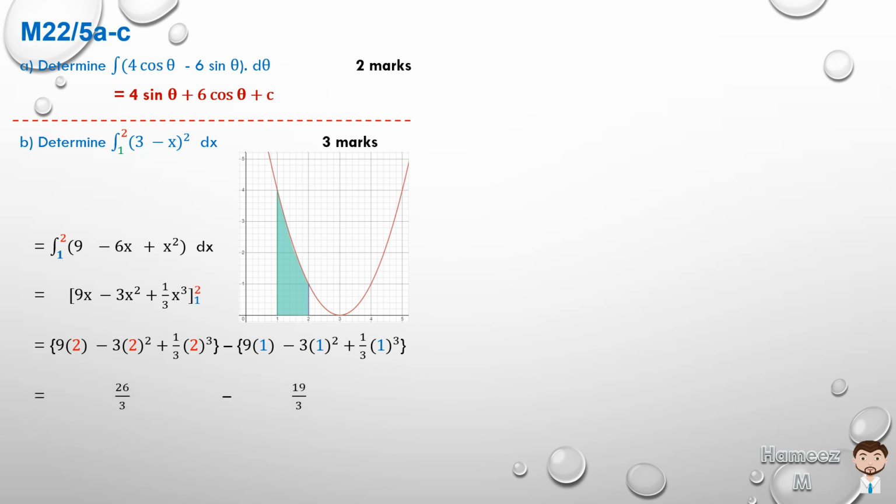18 minus 12 is 6. 6 plus 2 cubed is 8 over 3. So 6 3s are 18. 18 and 8 is 26 over 3. Minus 9 1s are 9. Minus 3 by 1 is 3.